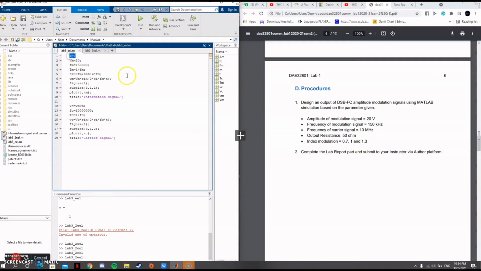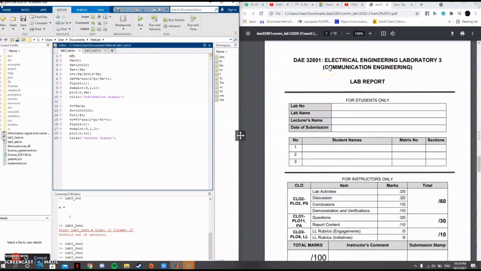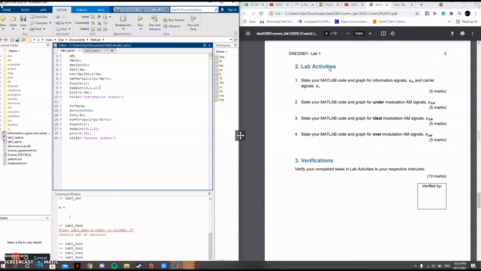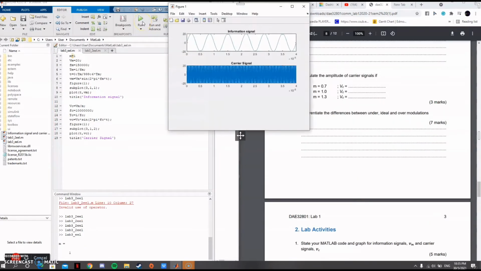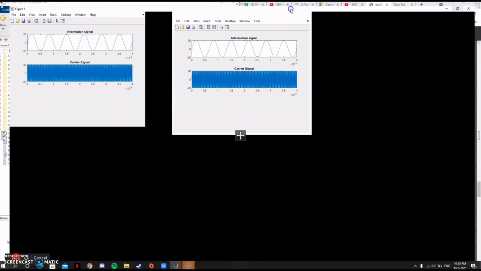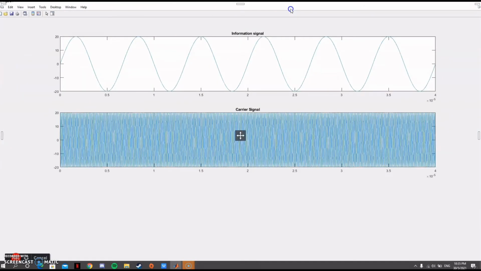Then we put the formula in the simulation, which is this formula, and then we run it to get the graph for information signals and carrier signals. Okay, we run it. So we can see that this is both of the graph for the information signal and also the carrier signal.